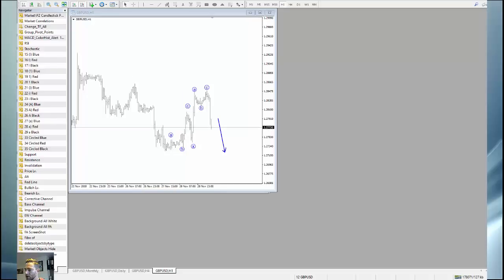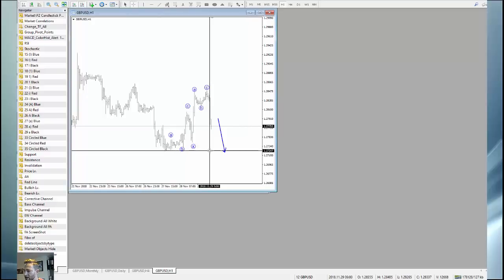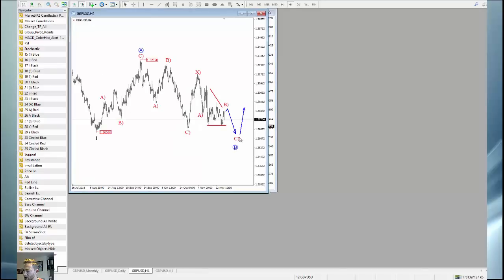Okay, so firstly we will take a look at cable. Now cable, as you can see here on a shorter term time frame, made only 7 legs of recovery with plenty of overlaps inside. So I think that this is just a corrective movement which will drive prices even lower. So technically speaking, I think that the 1.270 area could be seen.